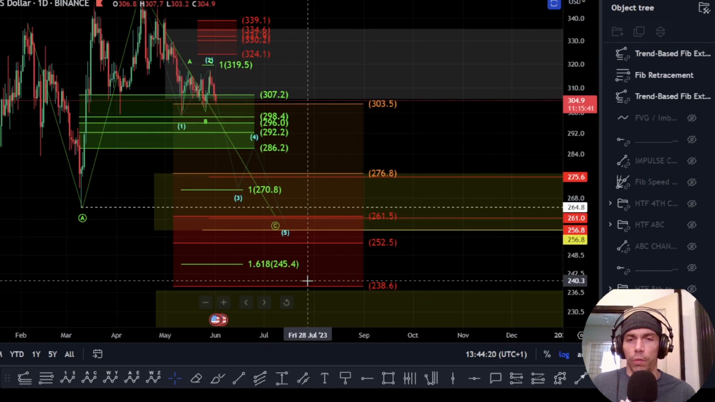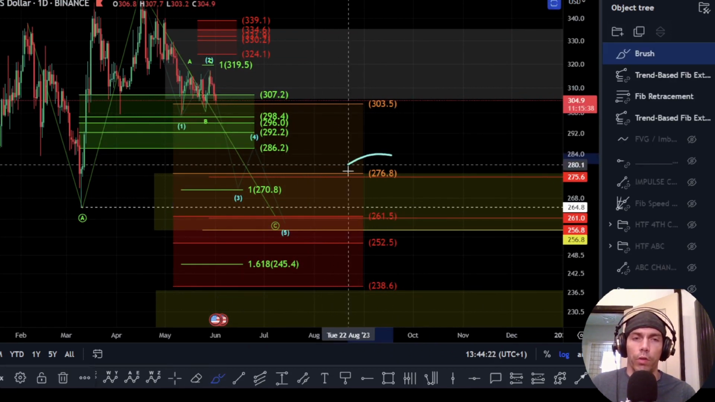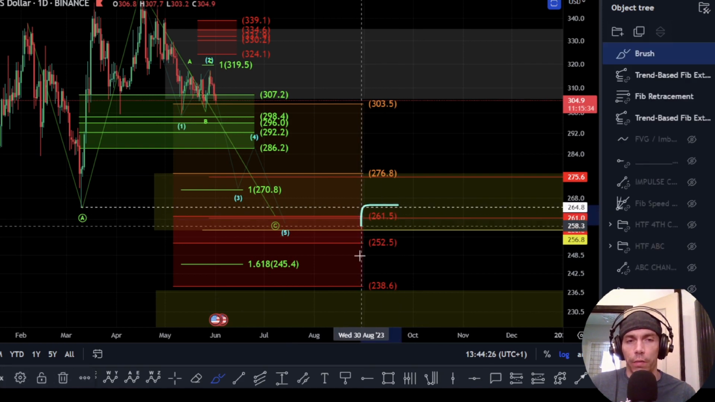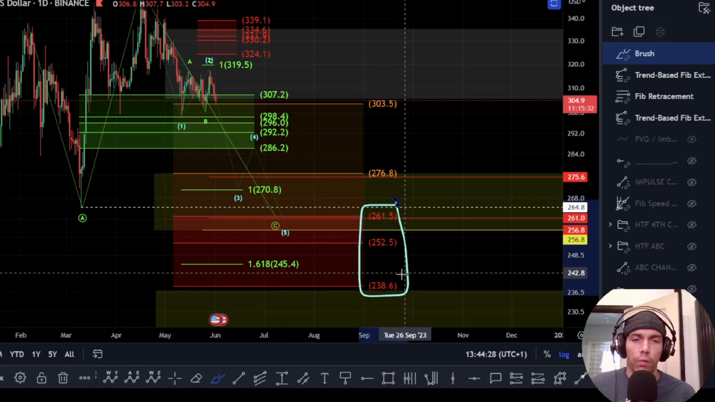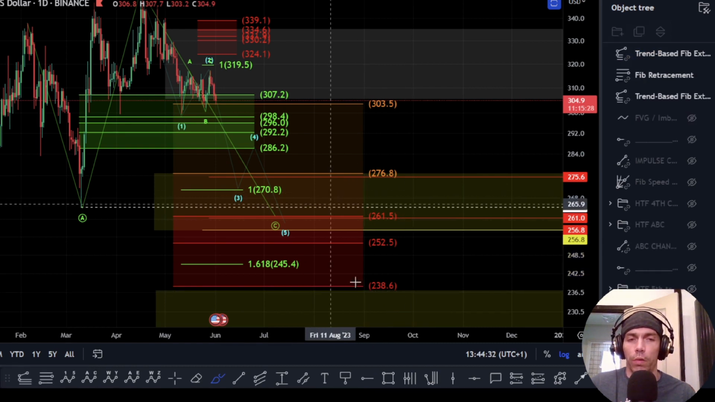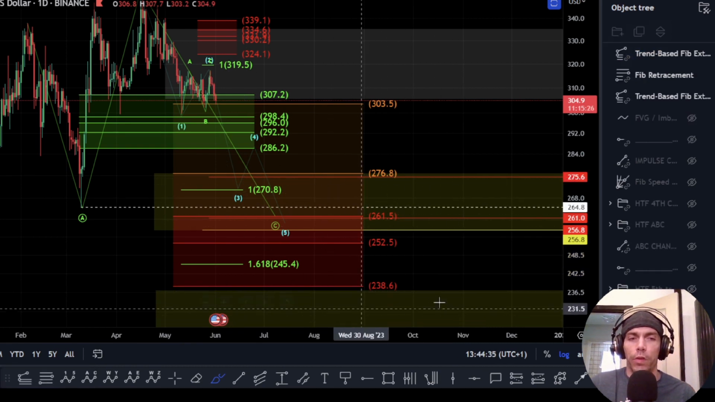What we've talked about before is the potential that this 1-to-1 could be challenged if it is going to be a running flat. However, if it's going to be an expanding flat, the target we're looking for is between this 261 to this $238 level. That would be our zone we'd be looking for as a potential target.